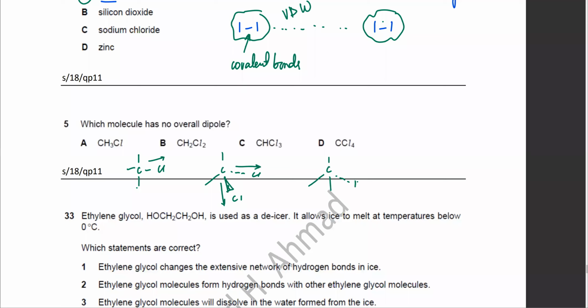Like if you have the H at the top and the Cls are over here, all 3 Cls are trying to pull the electrons downwards. So the bottom side would become negative. It's only in CCl4 where the dipoles would cancel out, and that molecule will be completely non-polar because all the Cls will be pulling electrons in different directions. So the dipoles would eventually get canceled out if you've got 4 Cls. So D is your answer for this.